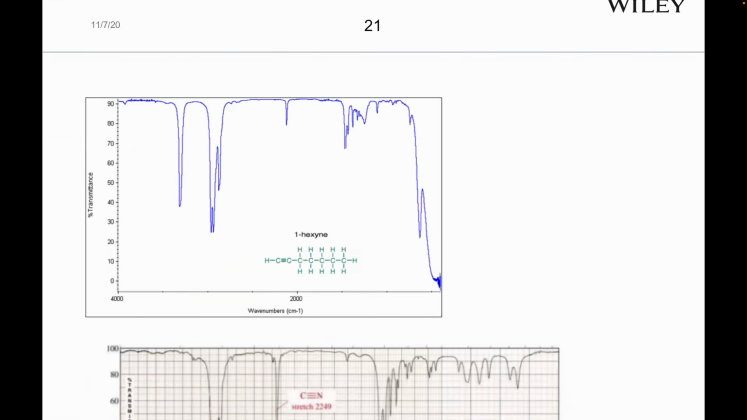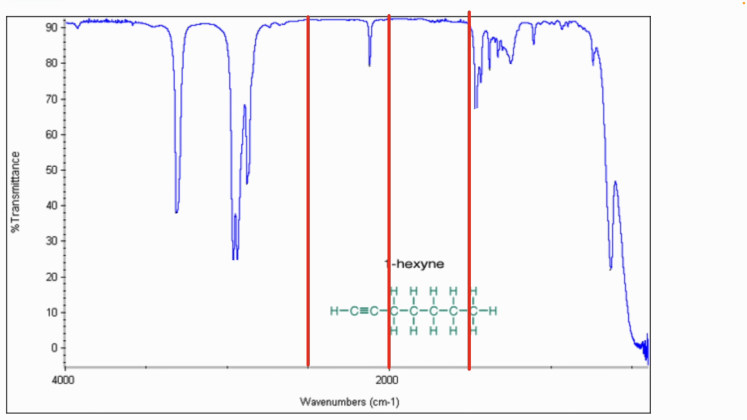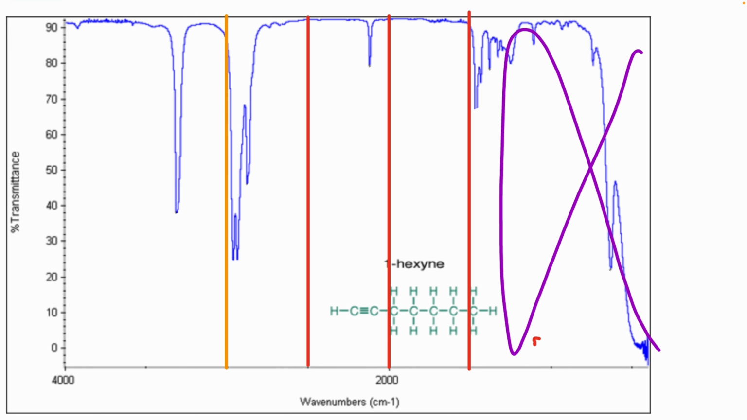If we want to see an example of a triple bond, here is hexyne. All right, again, kind of laying down our markers. Again, we're going to go ahead and ignore that fingerprint region. We don't see anything in the double bond portion of our spectrum, but now in our triple bond portion of our spectrum, we see that carbon-carbon triple bond.